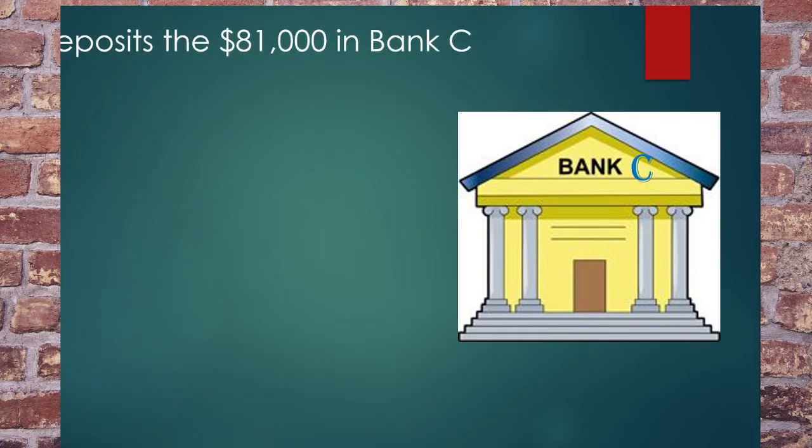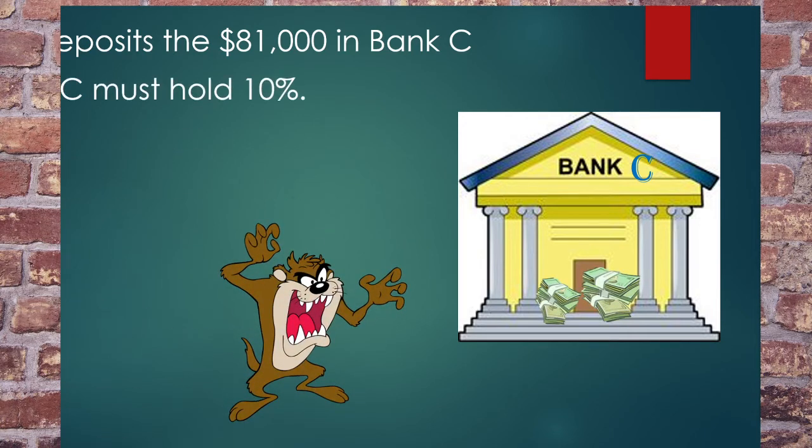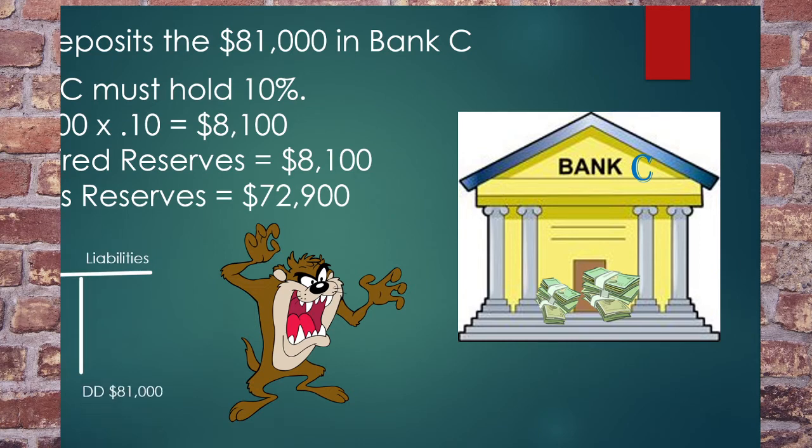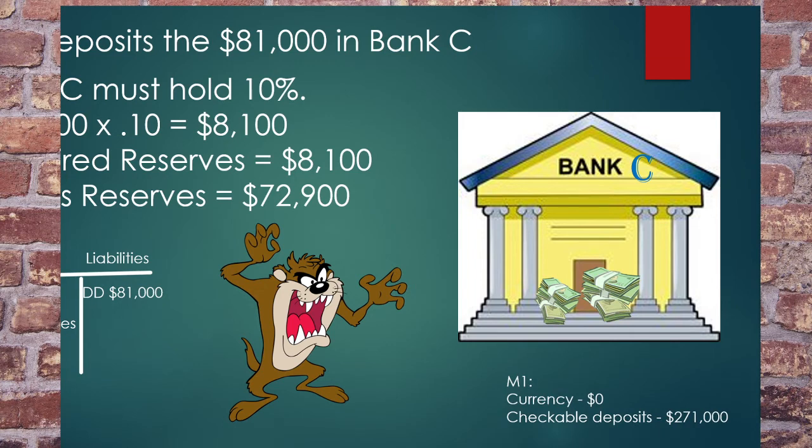Let's say Taz deposits the 81,000 in Bank C. Bank C must hold 10%, which is 8,100. Required reserves are 8,100. Excess reserves are 72,900. Again, on the balance sheet, we get the required reserves, we get the excess reserves, and now we look at M1, which is 271,000 in checkable deposits.